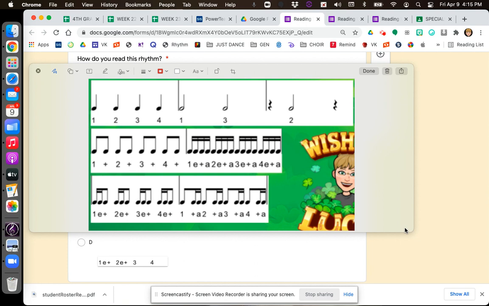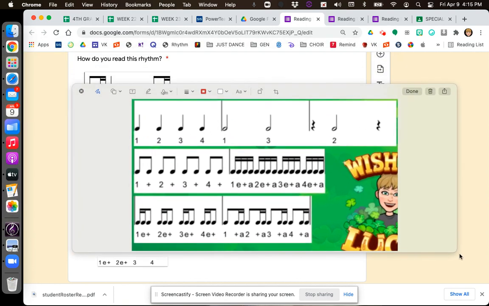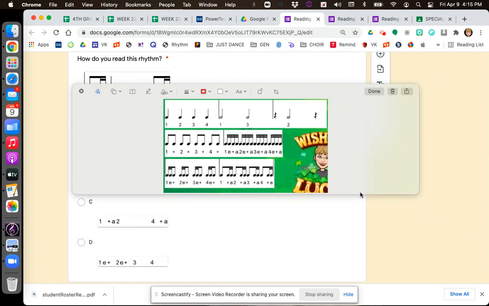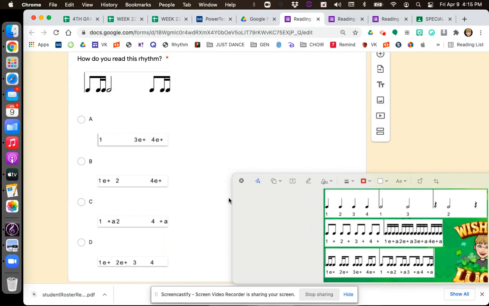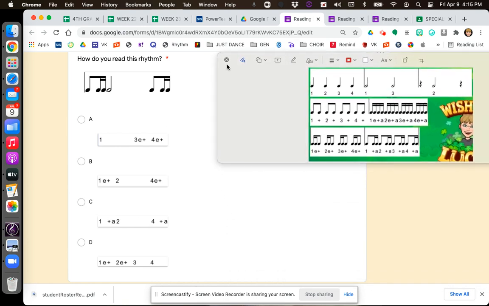I'm going to have to make this a little tinier. It does not want to get smaller. There we go. Okay. All right, so let's take a look at the very first one. So I have an eighth note followed by 2 16th notes. An eighth note followed by 2 16th notes I know is 1 and a. Do not get this confused with 1 E and. 1 and a.